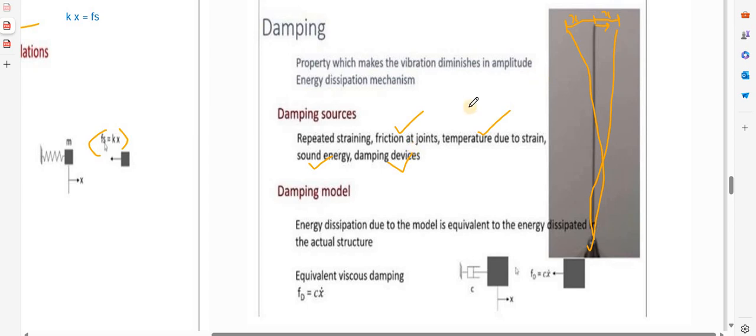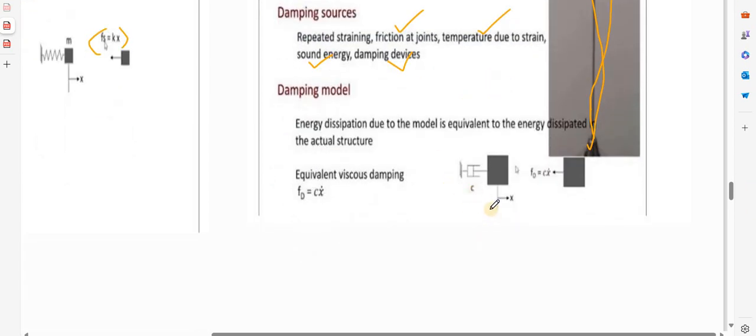Here, the damping is mainly represented in this way. It is known as a dashpot model. It will be like this, and the damping is represented as C. C represents the damping coefficient. The force due to damping is C into x dot.